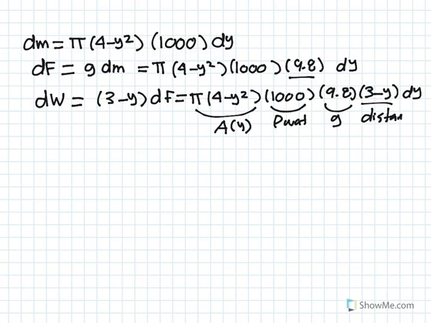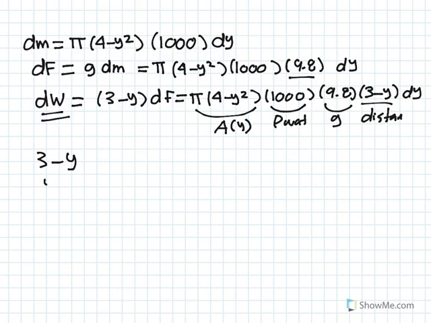So this dW represents the work required to pump out this thin circular disk of water 3 minus y meters through the outflow pipe. The key concept is that 3 minus y represents the distance that each circular disk of water at height y must travel to be pumped out of the outflow pipe. Let's check it for the ground level and also the top level.